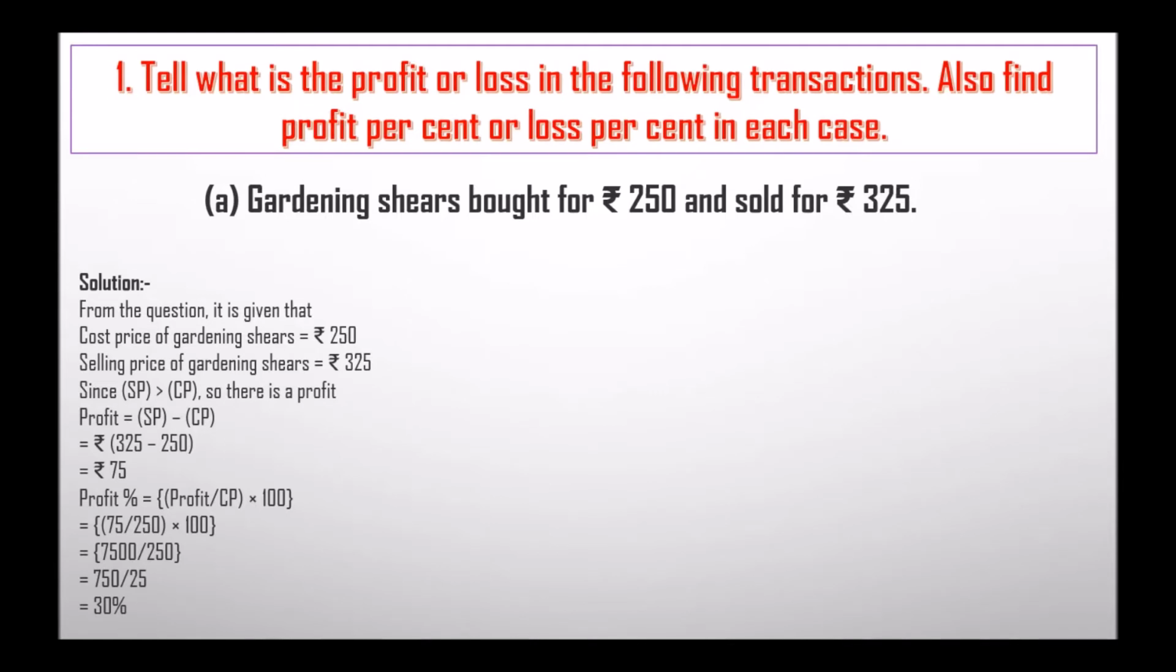Profit percentage equals profit upon CP into 100, that is 75 upon 250 into 100. 75 into 100 is 7500 upon 250. Zero cut, 750 upon 25, so it is 30%.